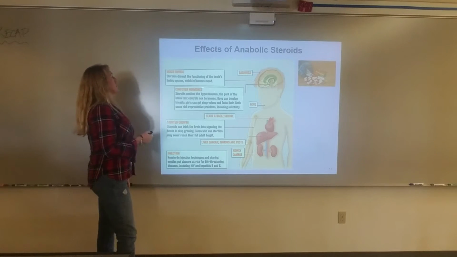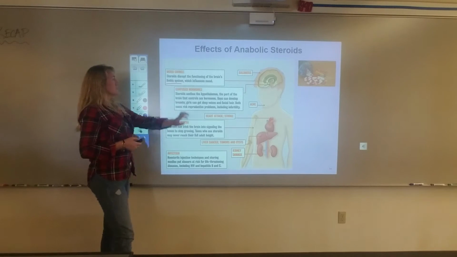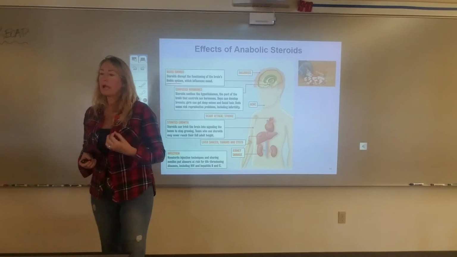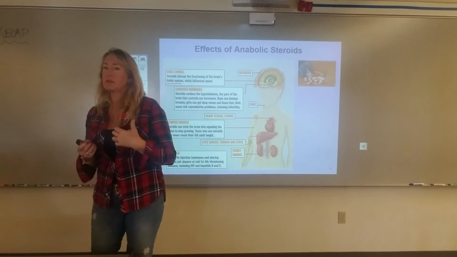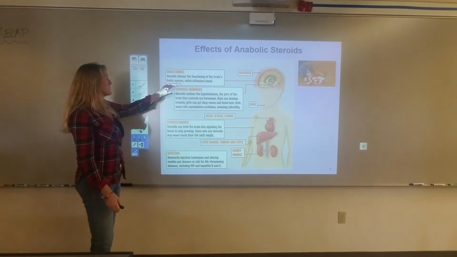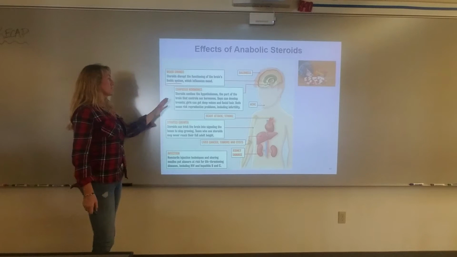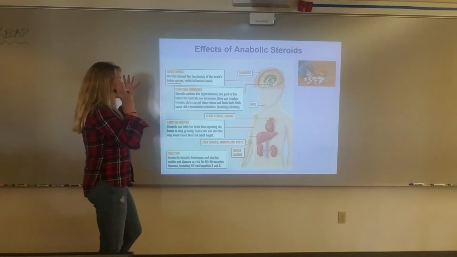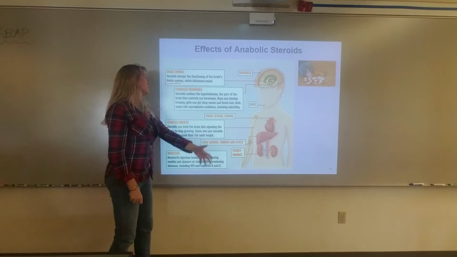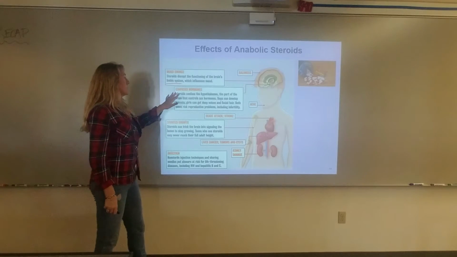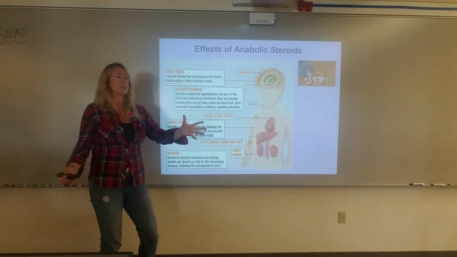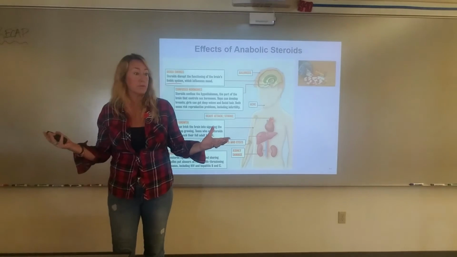Steroids disrupt the function of the brain's limbic system. So the limbic system is involved in the emotional part of the brain, in mood and memories and feelings and emotions. So the limbic system is specifically affected, causing mood swings. Imbalance of hormones, so they mess up the hypothalamus, being able to interpret and start the endocrine system pathways. So the hypothalamus gets messed up because it's getting bombarded with androgen, testosterone.